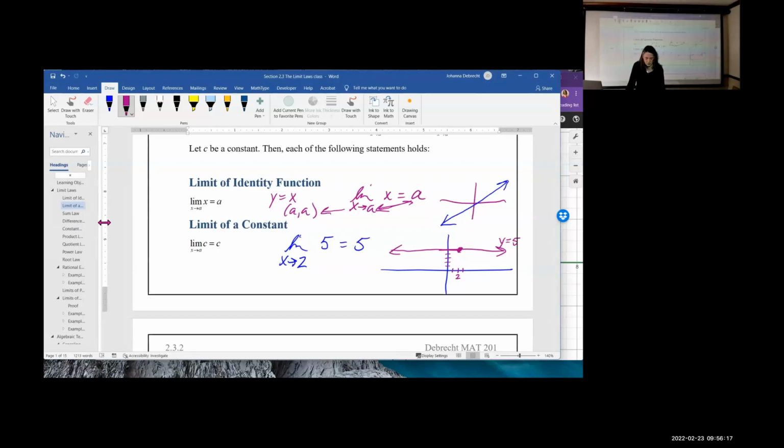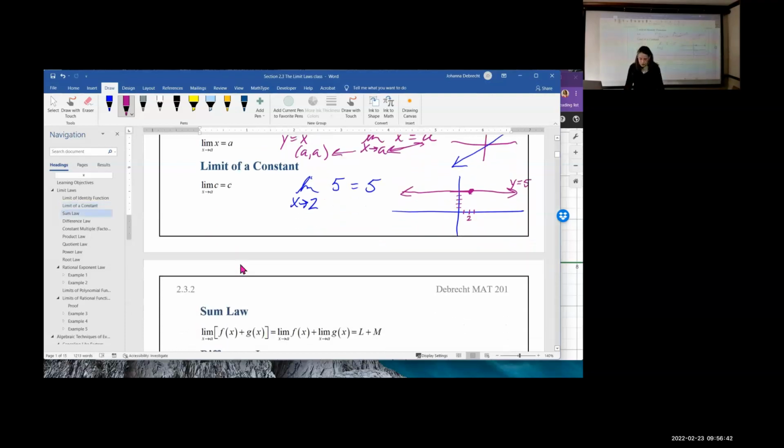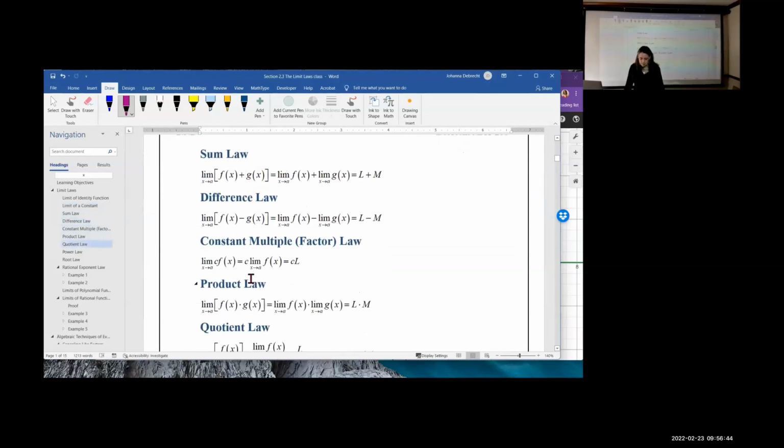These are our first 2 limit laws, but we have quite a few more. If you look over here on the side, you'll see that we've got the sum law, the difference law, constant multiple, product law, quotient law, power law, and root law. So we've got a lot of laws to go through. Most of them are what you think they would be, so it's not difficult to learn them and memorize them. They're what you would think they would be based on the graphs.